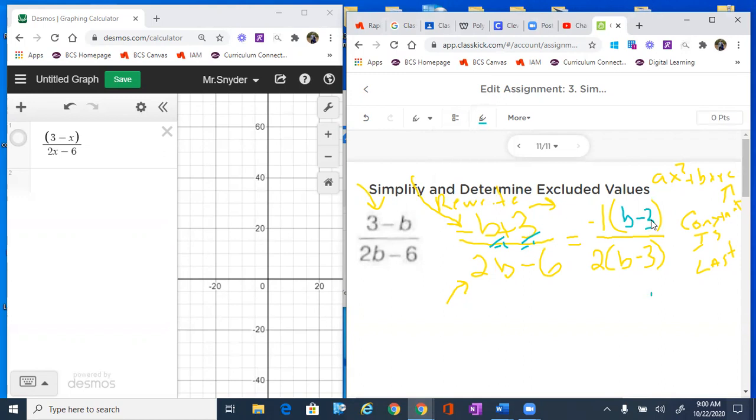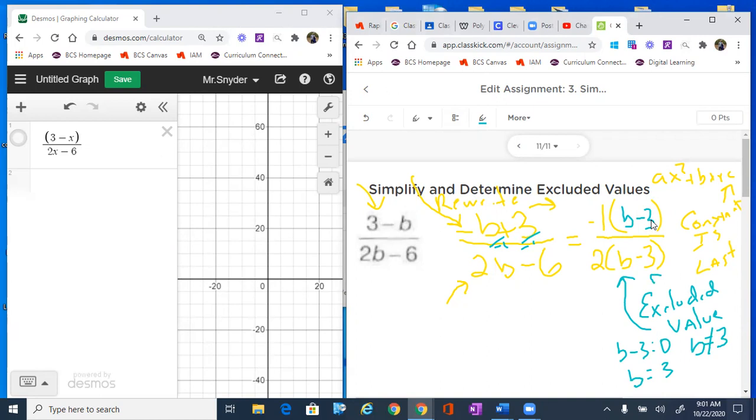Okay, and we can also determine the excluded value. The excluded value is what we cannot divide by, which by the way is 0. We cannot divide by 0. So the excluded value is the value that we put in here that will make it 0. So b minus 3, what value will make a 0? b minus 3 equals 0. That means b cannot be 3. So we do not want b to be 3 because it will make this into a 0.